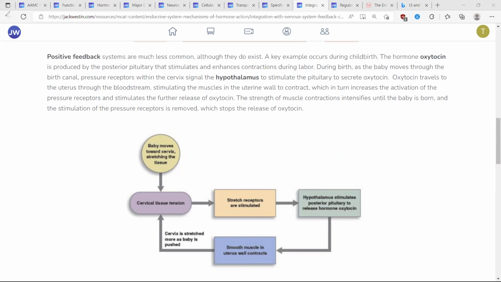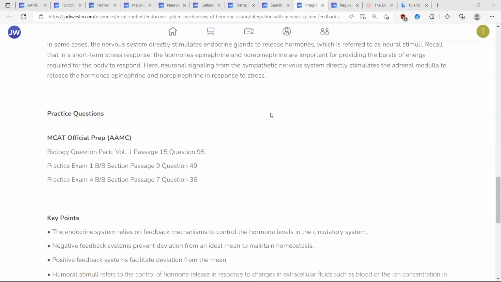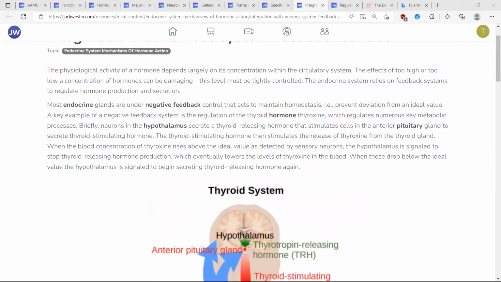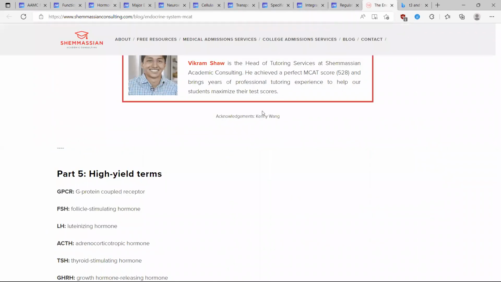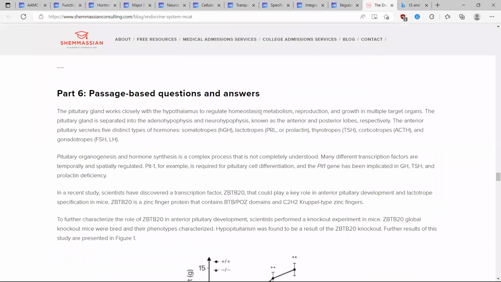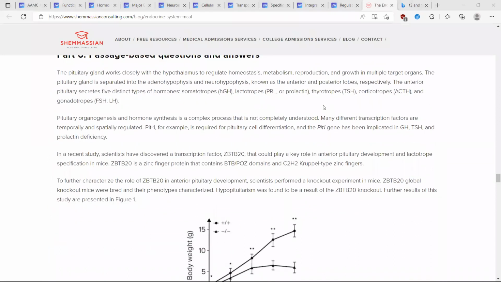Okay. So I think we've covered everything that we need to cover with the endocrine system. I think we are ready for the passage. Any questions before we hit this practice passage?